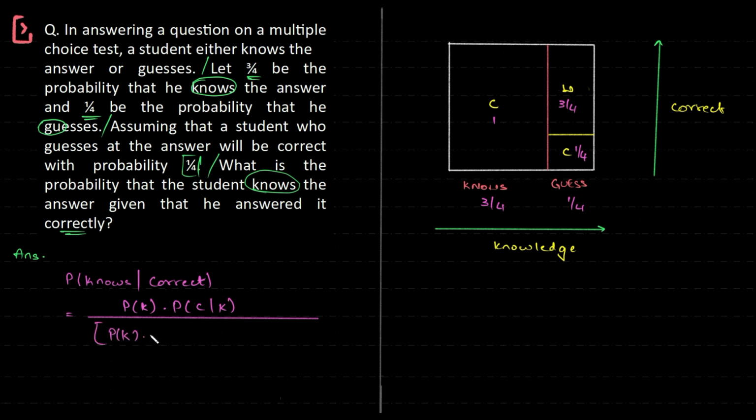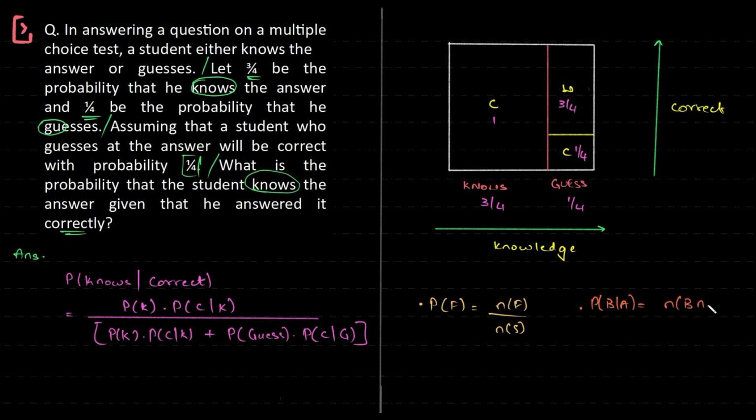P of knowing the answer into P of being correct when he knows the answer, plus P of not knowing the answer, that is guess. Not knowing is nothing but guess. I'll just write guess into probability of him getting the correct when he is guessing. And now we'll write the formula. Probability of an event F is number of outcomes in F divided by total number of outcomes in the sample space. And B given A is number of elements in B intersect A divided by number of elements in A.